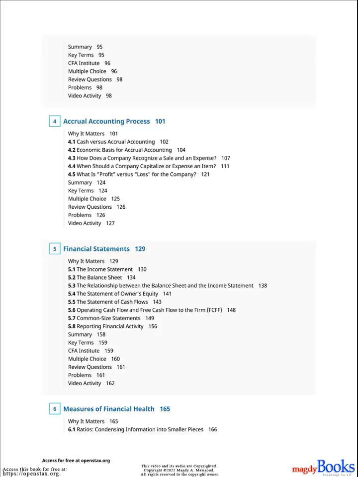5.4. The statement of owner's equity. 5.5. The statement of cash flows. 5.6. Operating cash flow and free cash flow to the firm, FCFF. 5.7. Common size statements. 5.8. Reporting financial activity. Summary.